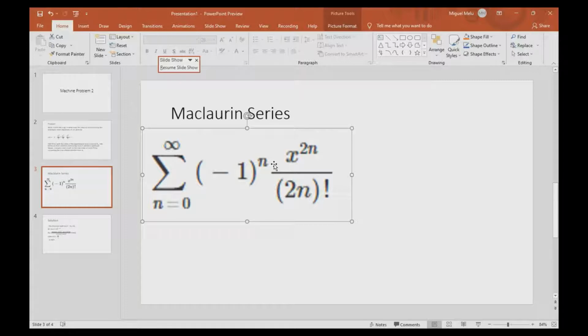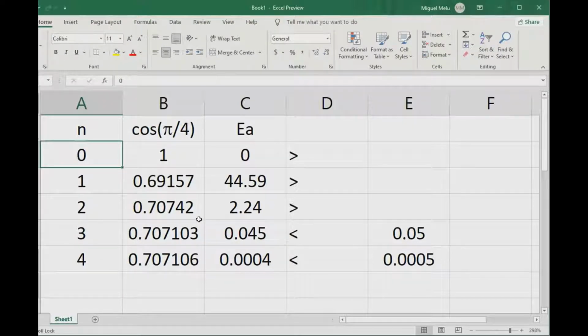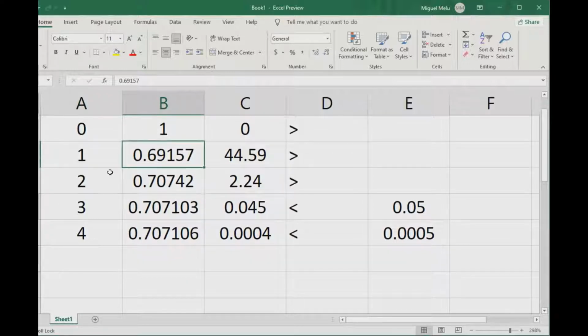The same goes for the next one, where n is 1, and so on and so forth. As you can see here, cosine pi over 4 is equal to 0.69157, and then for n equal to 2 it will be 0.70742, and then 3 will be 0.707103, then 4 will be 0.707106.